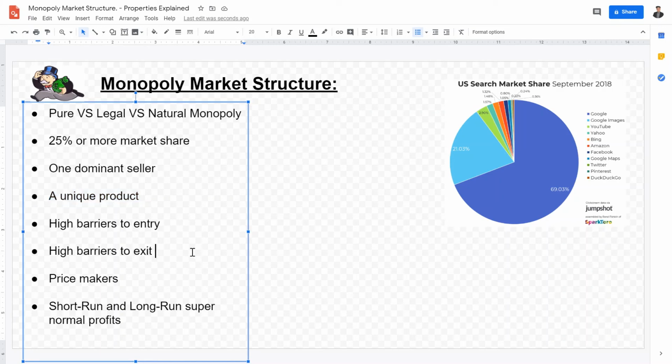Okay, high barriers to entry and high barriers to exit grant monopolies their power. It is the source of the monopolistic power. Without high barriers to entry and exit, new firms will enter, and therefore take away the supernormal profit. So high barriers to entry and exit prevent subnormal or break-even profits from occurring. Therefore, in the long run, there will be supernormal profits as well as in the short run.